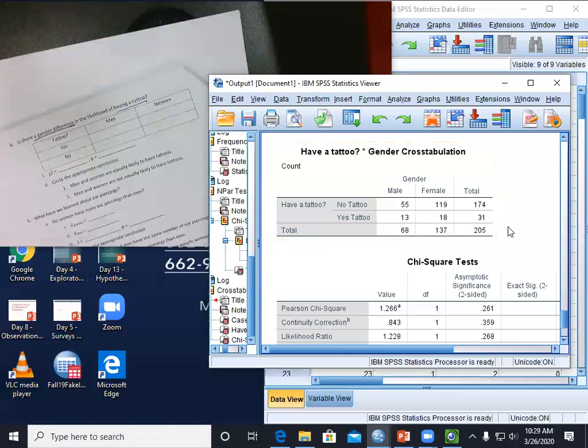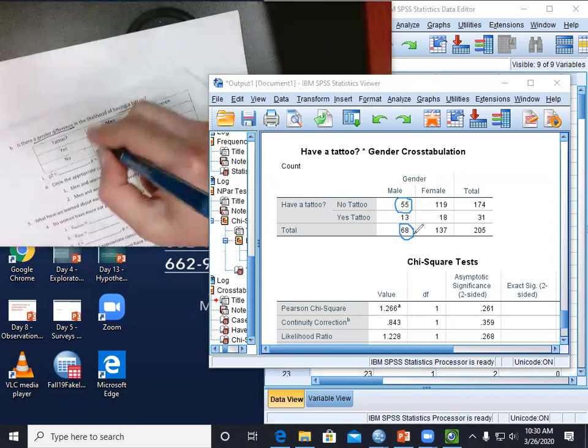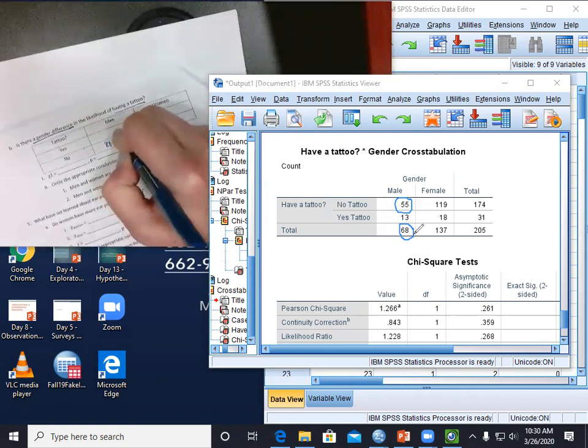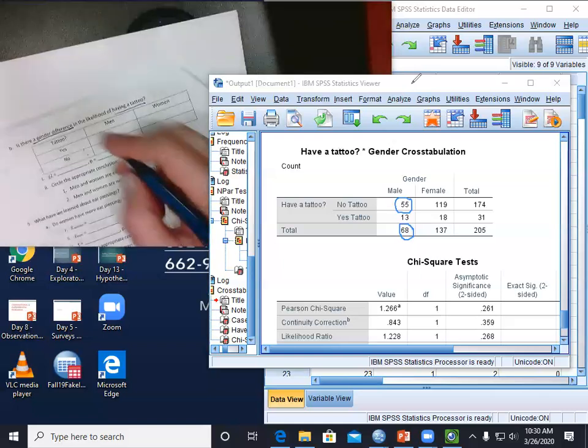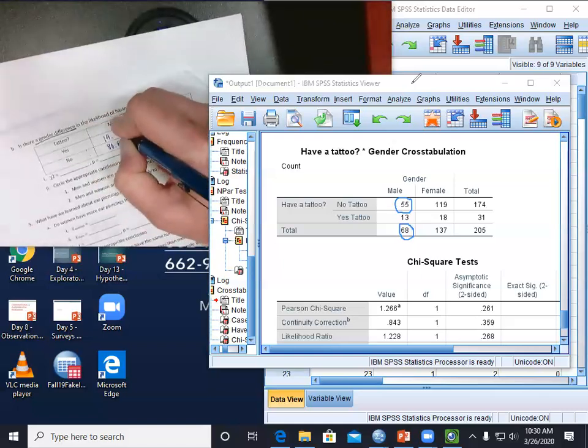All right, and so it's important for us to convert these counts into proportions. The way that we are going to convert this into proportions is we're going to take the number inside the table, so 55, out of the number at the bottom of the column. So 55 out of 68 men do not have a tattoo, which is equal to 80.88%. And 13 out of 68 men do have a tattoo, which is equal to 19.12%.